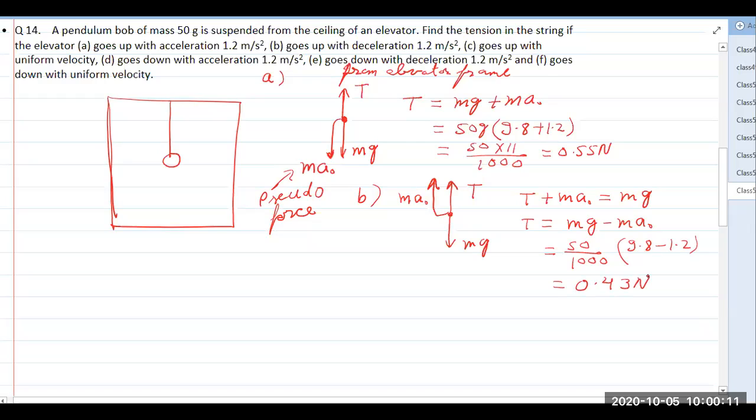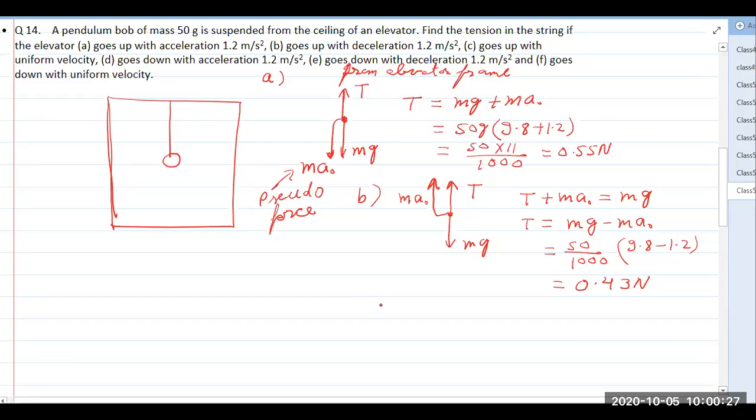And in the second case, what is happening? The lift is going up, but it is decelerating. You can imagine a situation when the lift is going up and it is about to stop. In that case also, we feel light and the tension in the string will become less. So that is the thing which is happening.